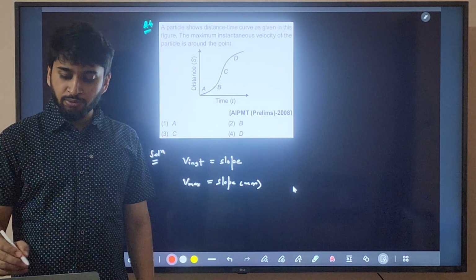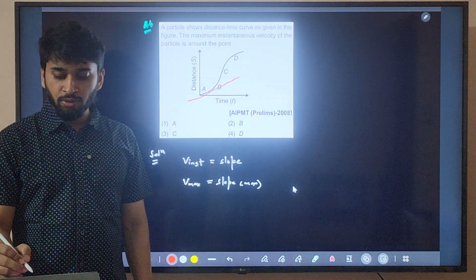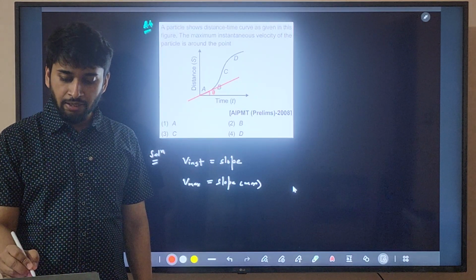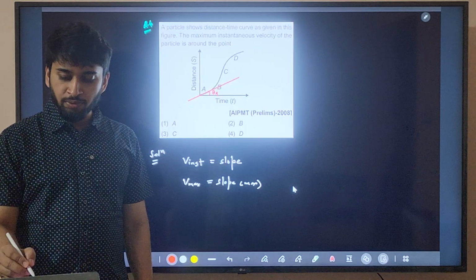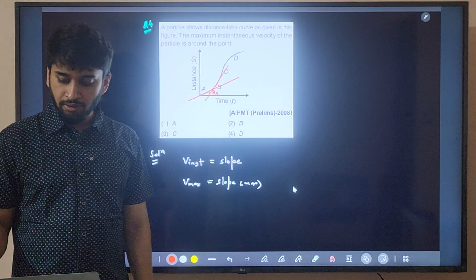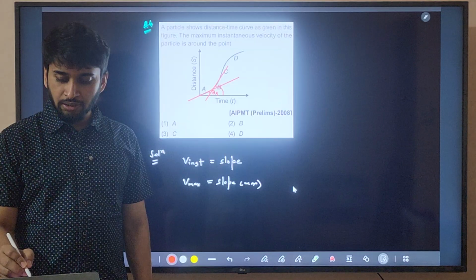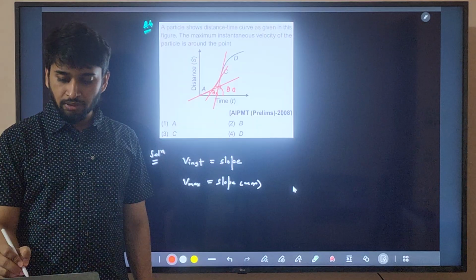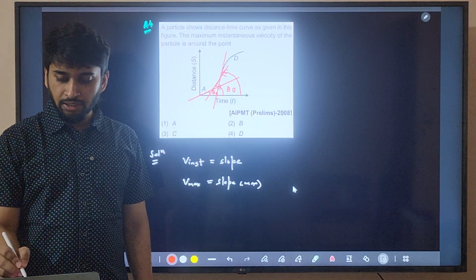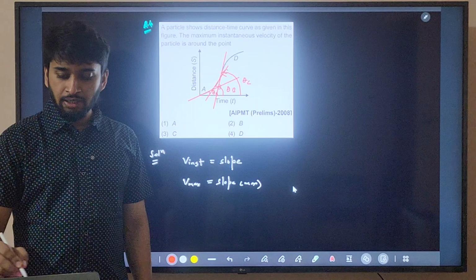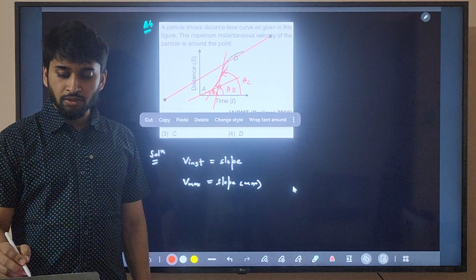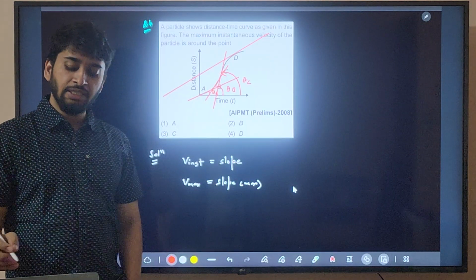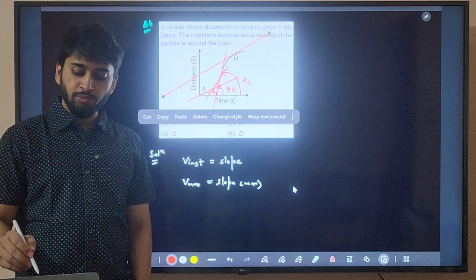For example, around A, if you draw a tangent, it will not make a very large angle. Suppose this is the angle theta A. Now near about B, if you draw a tangent, this angle becomes theta B. Near about C, the angle will be the greatest, which is theta C. And at D, something like this. So the slope will be maximum near C.